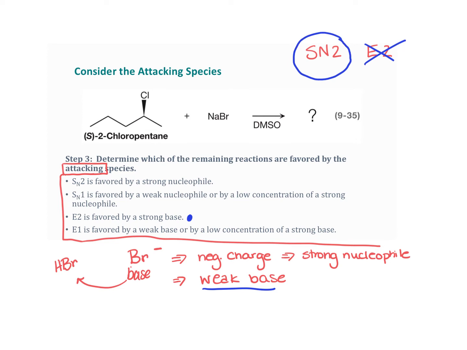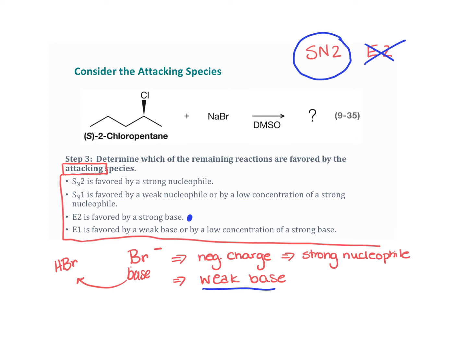A lot of this is deciding by ruling out the things it can't be. But to be able to do this, you have to be able to identify, do you have a good leaving group? Do you have a strong base or a weak base? Do you have a strong nucleophile or a weak nucleophile? If you don't know how to do that, you are in trouble here, folks. So make sure you know really well how to go through and do this.